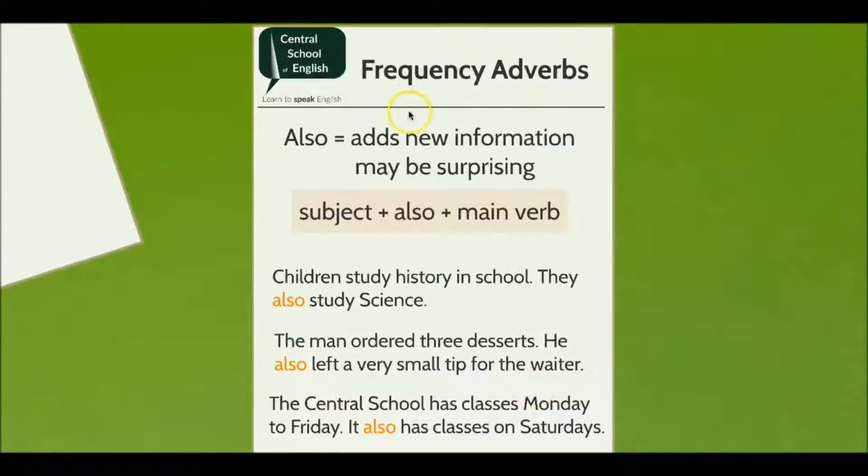We use also to add a new piece of information without the suggestion that it is surprising. When also refers to a whole clause or sentence, we also usually put it between the subject and the main verb, after the modal verb or first auxiliary verb.